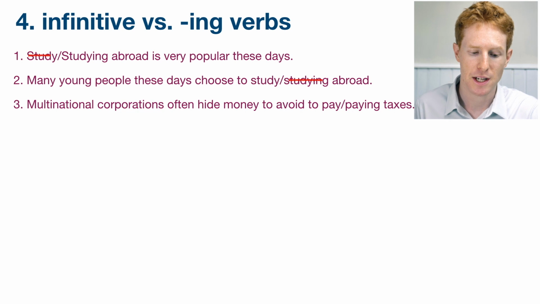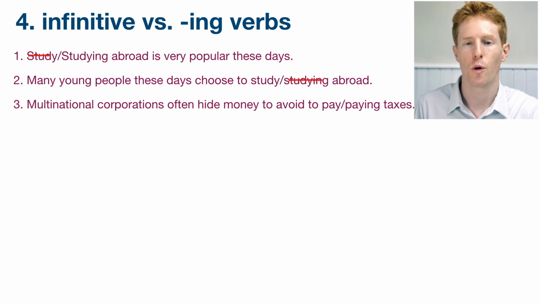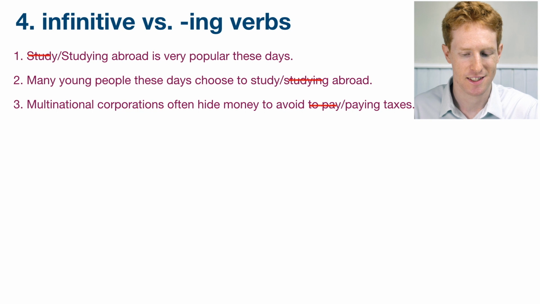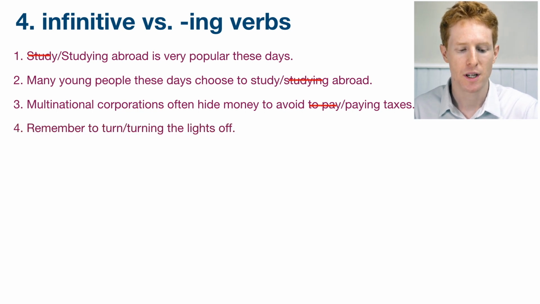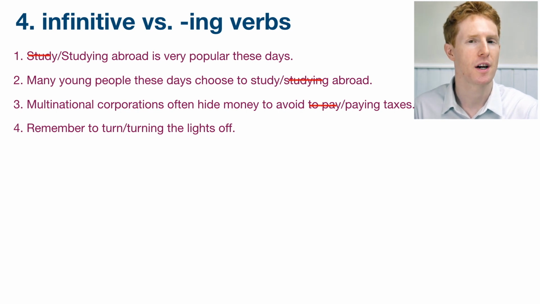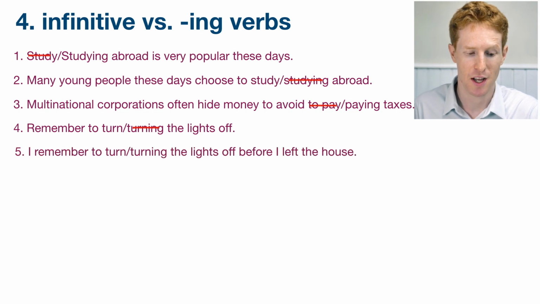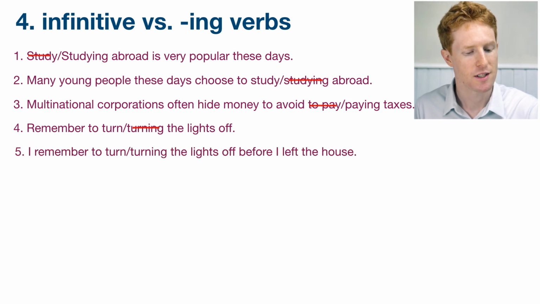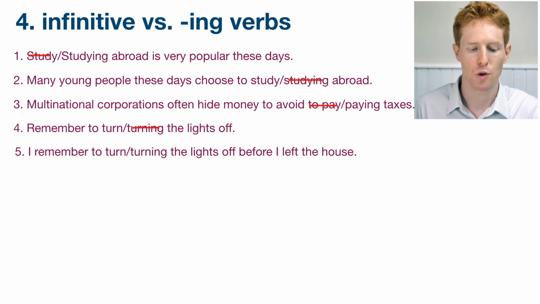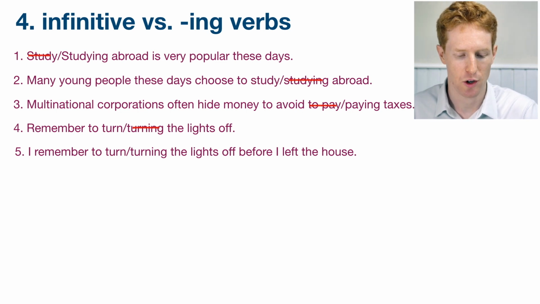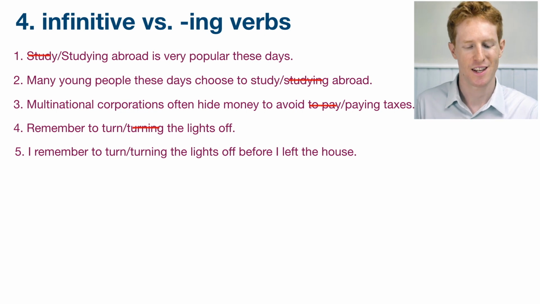Number 3, multinational corporations often hide their money to avoid pay taxes or paying taxes. The answer is paying taxes. Don't worry, we're going to be looking at the rules in a second. Number 4, remember to turn the lights off or remember turning the lights off. In this case, it's remember to turn the lights off. And number 5, I remember to turn the lights off before I left the house, or I remember turning the lights off before I left the house. So here it's turning the lights off.